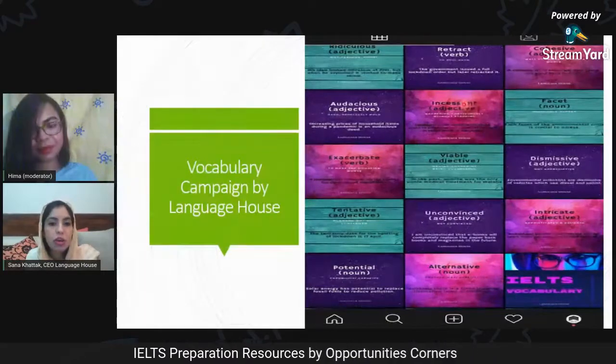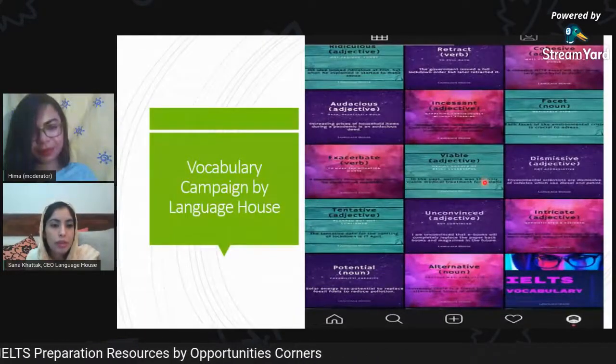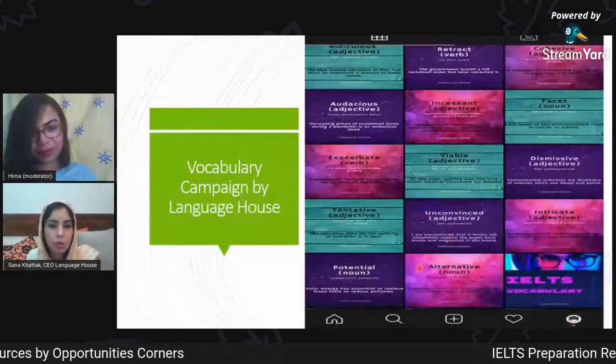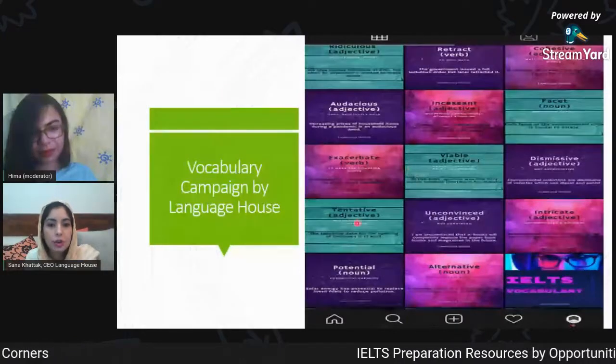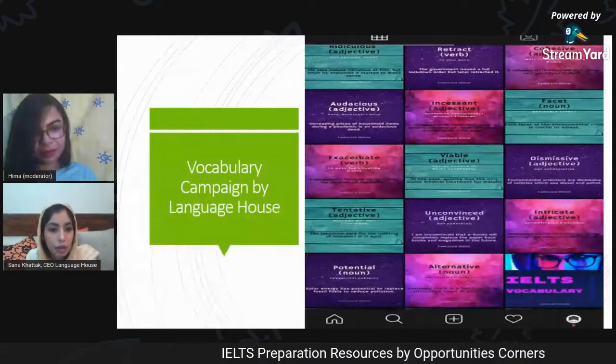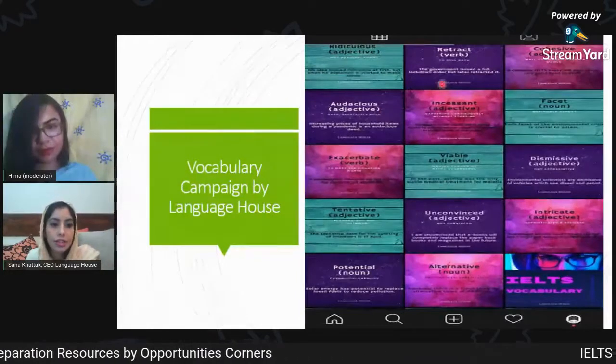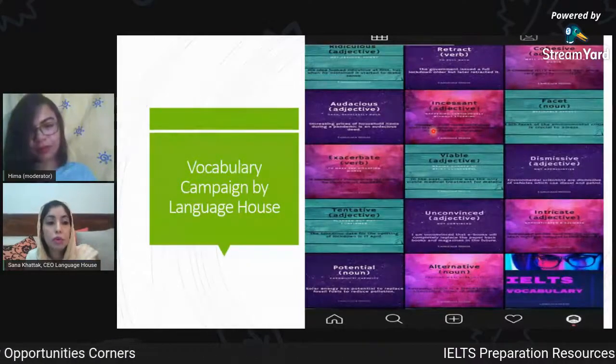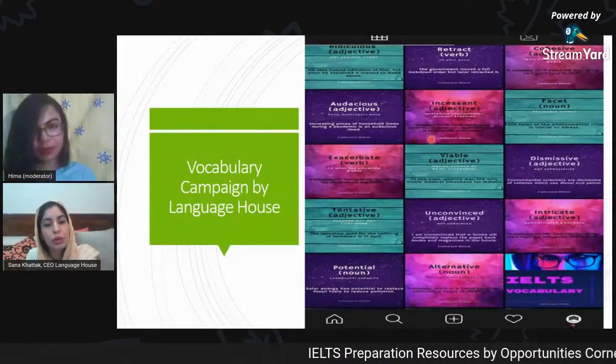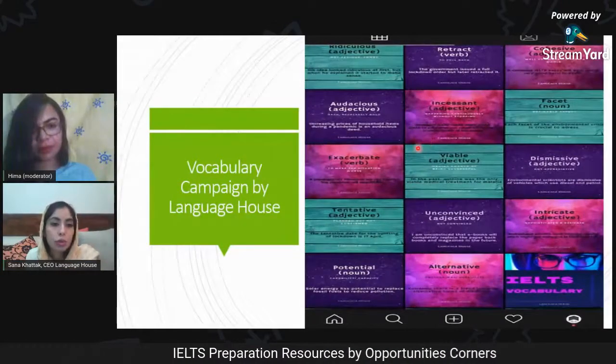You can see the word and then which part of speech it is, whether it's a noun, adjective, verb, or anything. And you can also see the meaning of the word. And then below that, you have a sentence. And one sentence is also given in the post heading. So you can get an idea how to use that word.